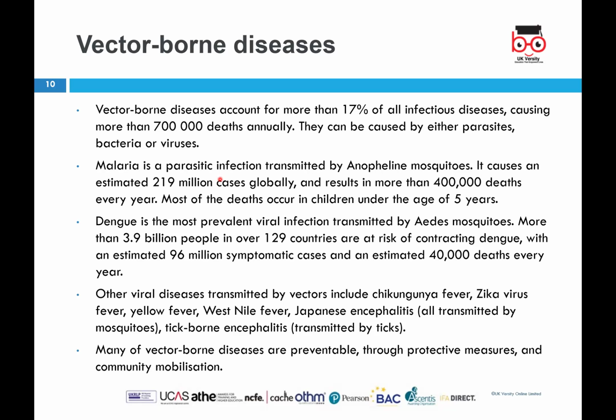Other viral diseases transmitted by vectors, we've talked about them: chikungunya fever, Zika virus fever, yellow fever, West Nile fever, and Japanese encephalitis. These are all transmitted by mosquitoes, and tick-borne encephalitis is transmitted by ticks. Many of these vector-borne diseases are preventable through protective measures and community mobilization. So we will talk more about prevention.